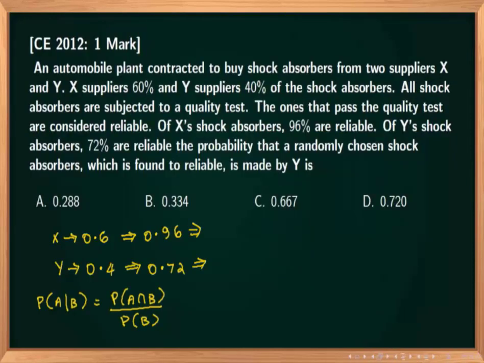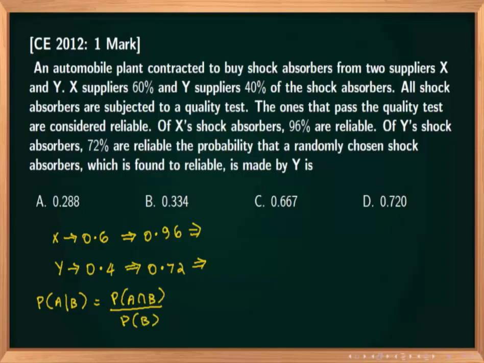An automobile plant contracted to buy shock absorbers from two suppliers, X and Y. X supplies 60% and Y supplies 40% of the shock absorbers. All shock absorbers are subjected to a quality test. The ones that pass the quality test are considered reliable. Of X's shock absorbers, 96% are reliable, whereas of Y's, 72% are reliable. Now we need to find the probability that a randomly chosen shock absorber which is found to be reliable is made by Y.